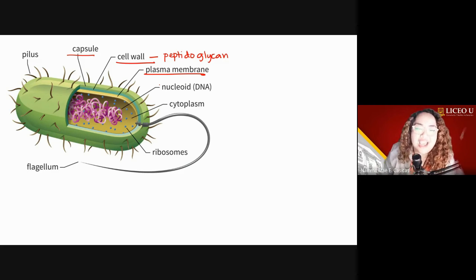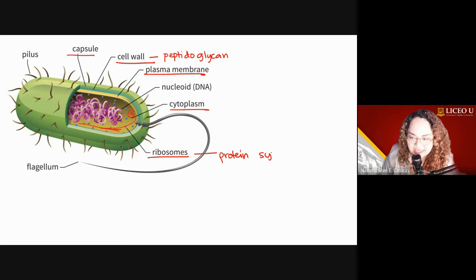And then inside of it, of course, there is cytoplasm. In the cytoplasm, floating in the cytoplasm, would be your ribosomes. Your ribosomes are responsible for protein synthesis. Now, bacteria need to synthesize protein. One of the uses of protein is... protein is almost everywhere.